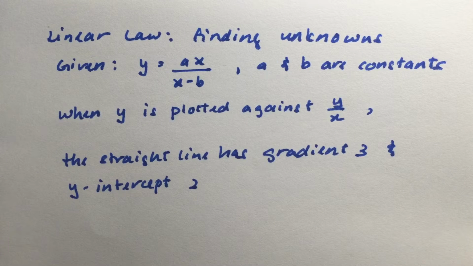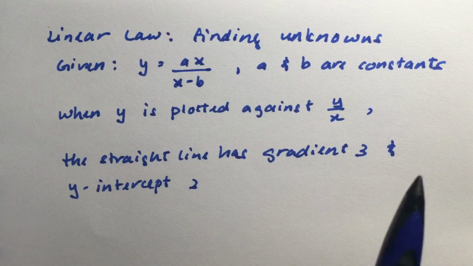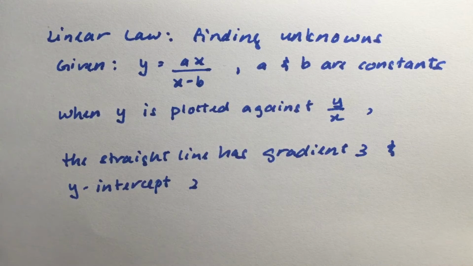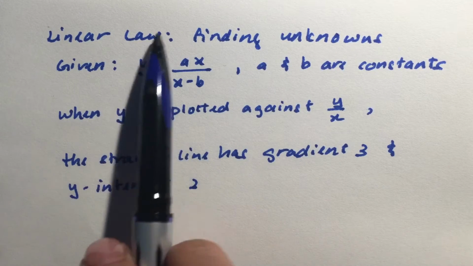Another kind of linear law question is where they actually do not need you to plot it out, but they're actually asking you to find unknowns, like for instance a, b, or h, k, and so on. So this is what we call finding unknowns. So they are actually giving you this, right?